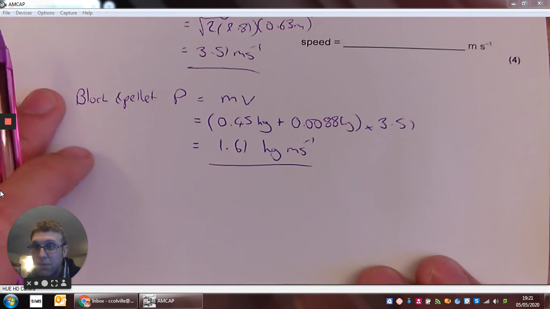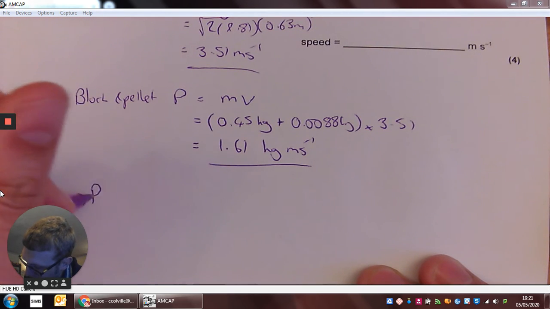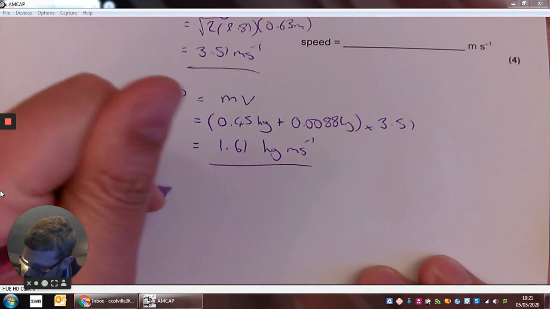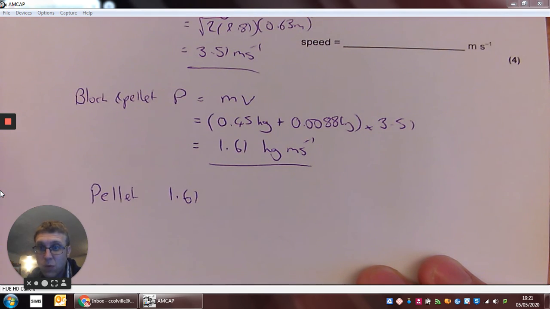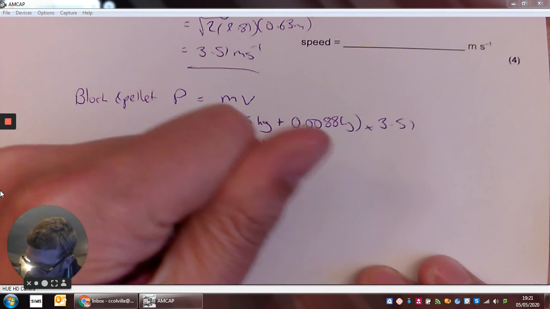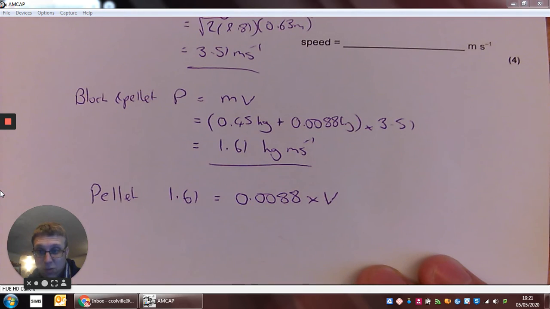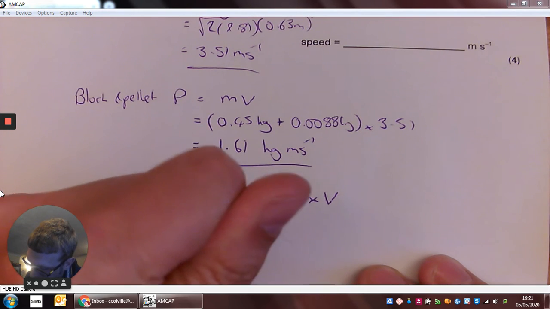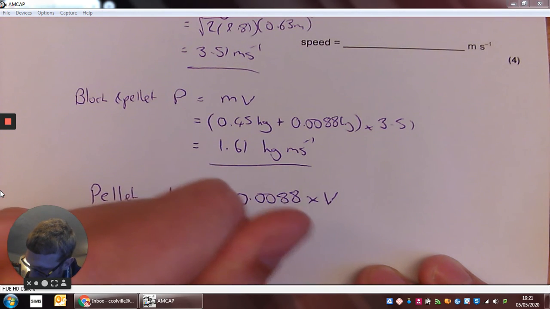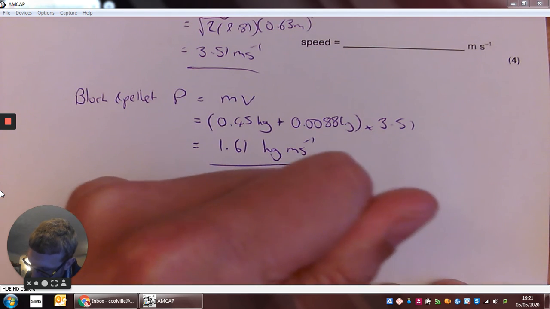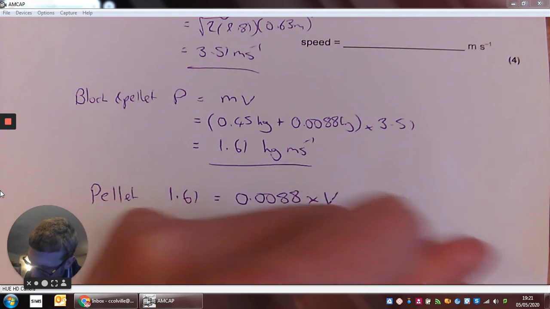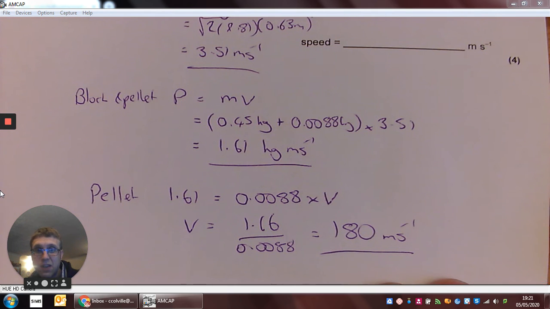Well, that's going to be the same as the momentum of just my pellet just before the collision. So I know its mass. This is going to let us work out V. So we should get out 180 meters per second to a couple of significant figures.